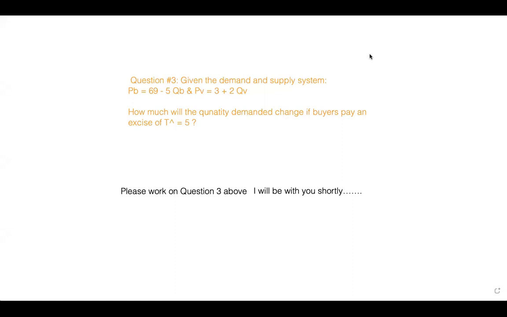Can you tell us how you solved this problem? You've come up with the answer already. I'm still trying to come up with the answer, but to solve it, you would find the equilibrium of PB and PB and subtract that by the equilibrium with the tax. Yeah. And so that's the right approach.